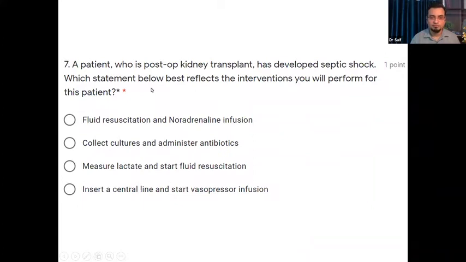So there is another question: a patient who is post-op kidney transplant has developed septic shock. Which statement below best reflects the intervention you will perform for this patient? What will you do? Will you start fluid resuscitation and NORAD infusion, or collect the culture and administer antibiotics, measure the lactate and start fluid resuscitation, or insert a central line and start vasopressor infusion? Any option may be correct, but which one is the most appropriate we will discuss.